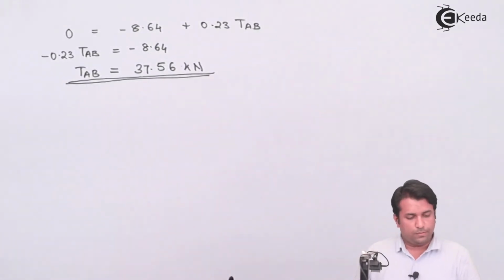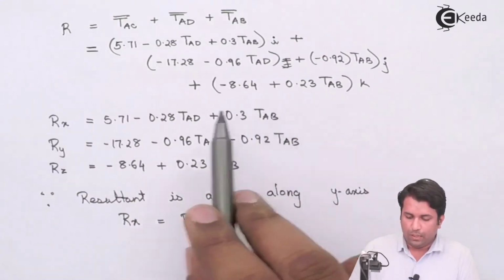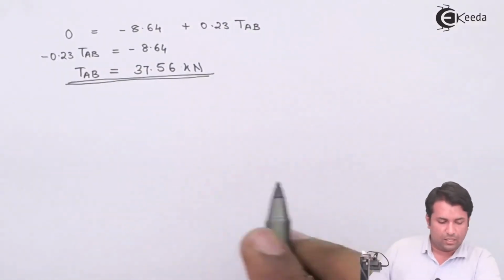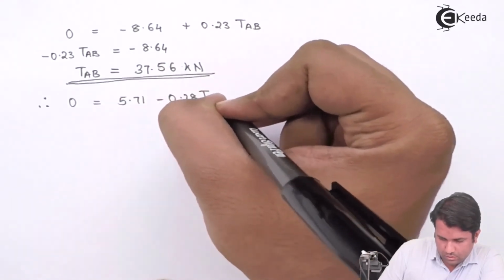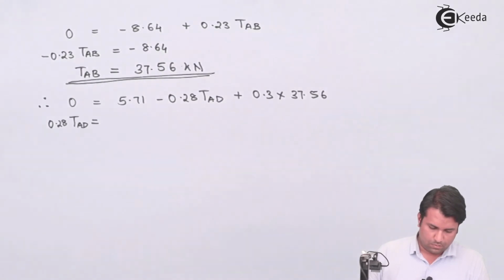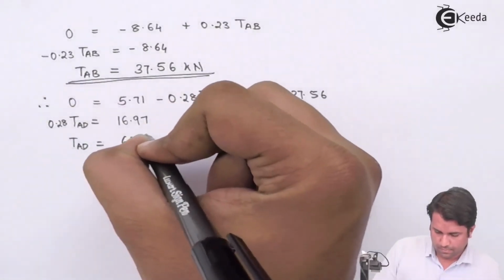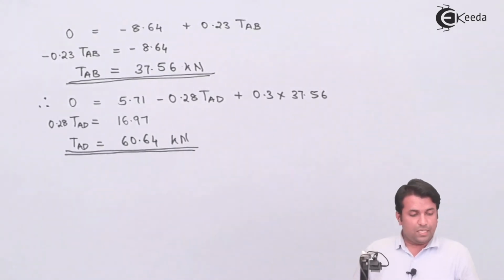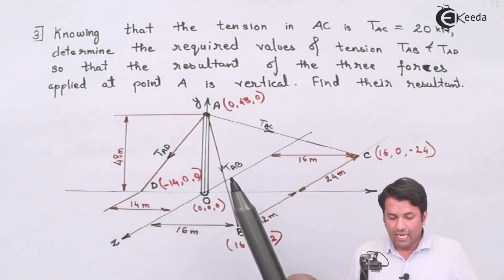Now if I substitute this value of AB in the first equation for Rx, I know this value, I can find the tension along AD, and Rx is 0 in that case. So therefore, now I have got the tension along AD as well. Now I know the tension along AC, and I have calculated along AD and AB as well.